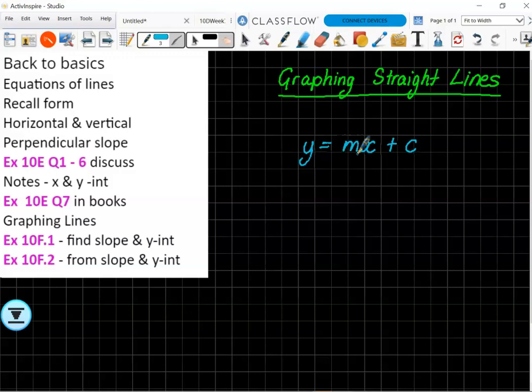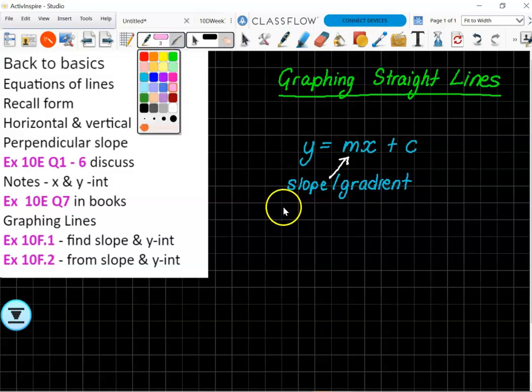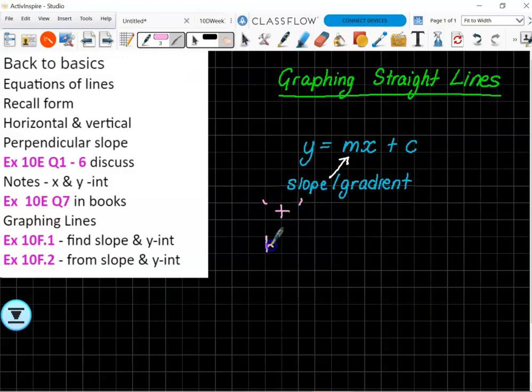Slope/gradient. Well done. So that is your slope/gradient. And it told us some interesting things about our graph. When it was positive, it told us something. And when it was a big value, it also told us something. Can we remember what those somethings were?